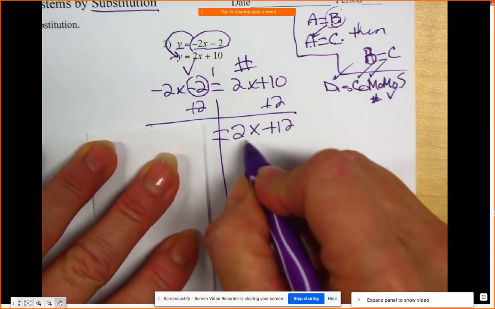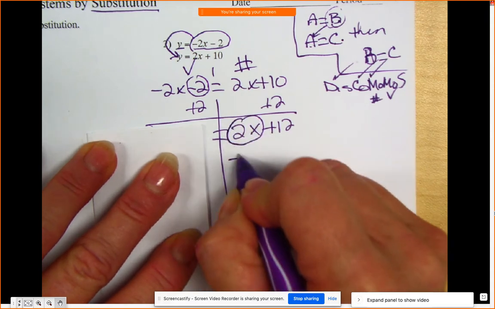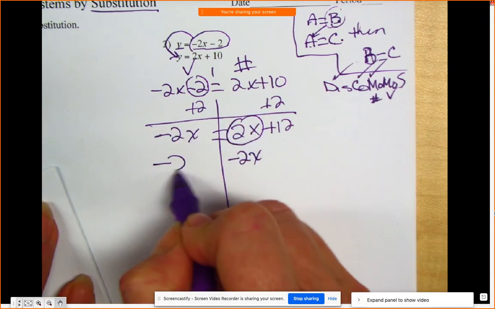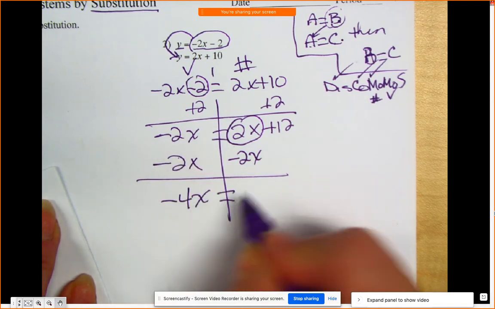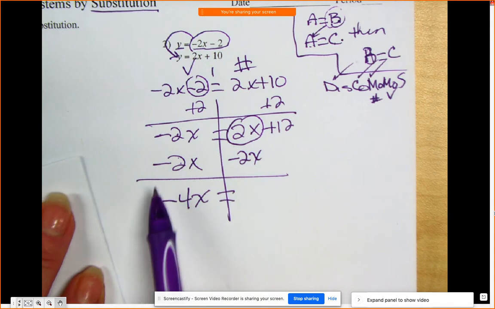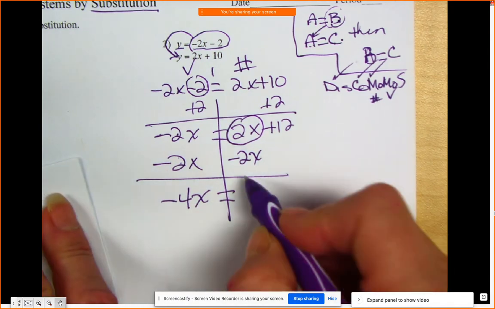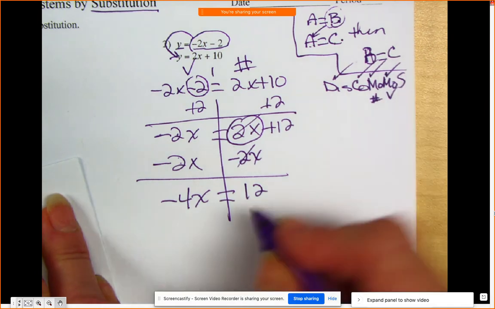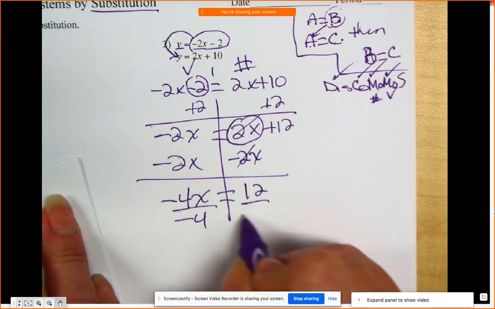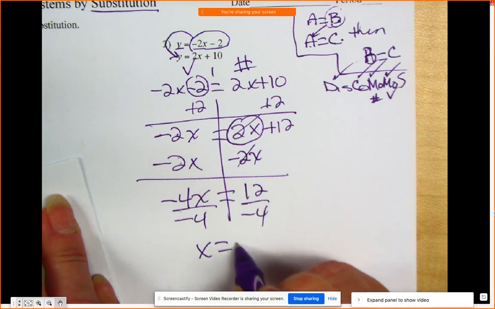Now go to the number side. Are there any variables that need to go? Yeah, positive 2x. I need to subtract 2x. Same sign you add, different sign subtract. So I add those together. Keep the sign of the bigger number. Well, in this case, they're just negative. Equals 12. I move variables. Now I'm solving. Divide by negative 4. Divide by negative 4. I get x is equal to negative 3.